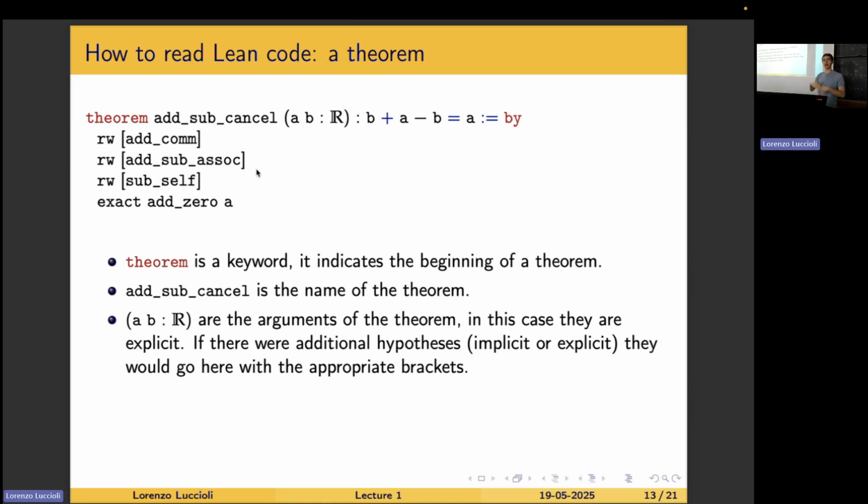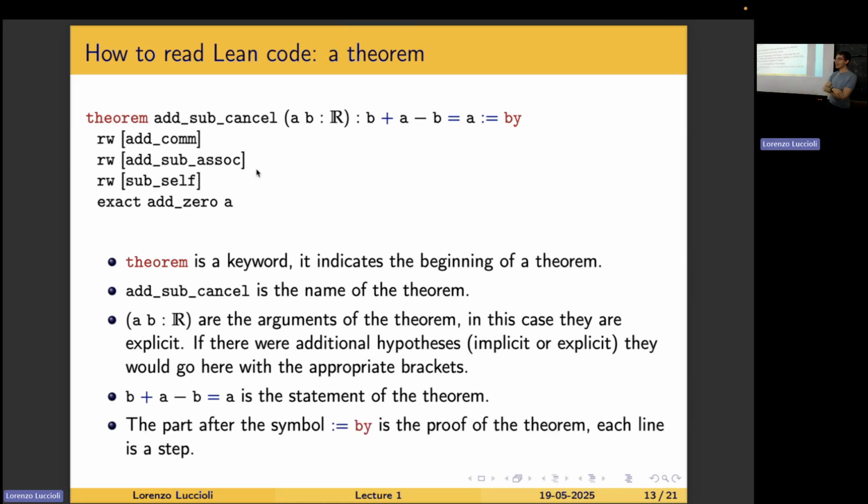So a theorem, as you know, is the hypothesis, the thesis, and the proof. That is so in mathematics, and so it is in Lean. The proof is written after the colon equals by. And by is another keyword in Lean. By is used to introduce what's called the tactic mode.